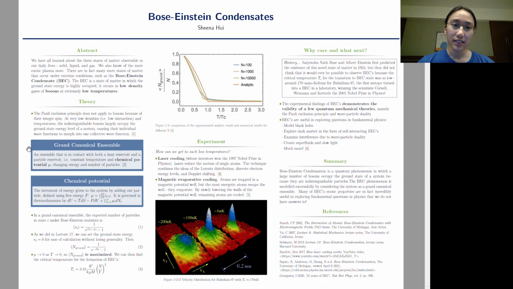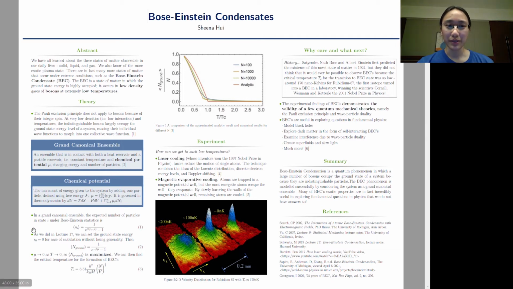A grand canonical ensemble is in contact with both a heat reservoir and a particle reservoir, meaning that temperature and chemical potential are kept constant, while both the energy and the number of particles of the system can change. The chemical potential measures how free energy changes with the number of particles, which is obviously a relevant quantity now that we have a changing number of particles.